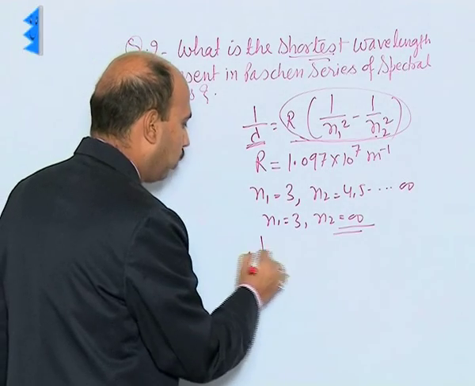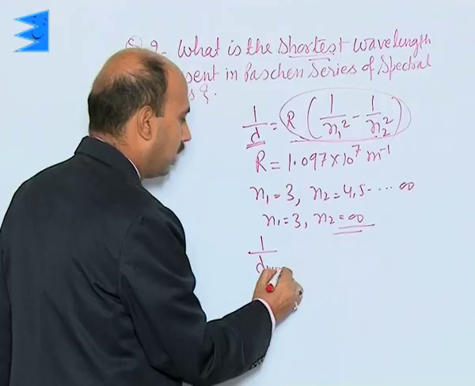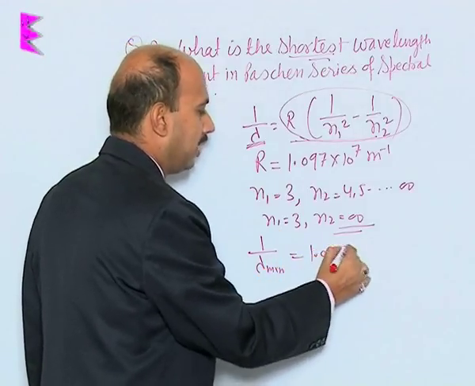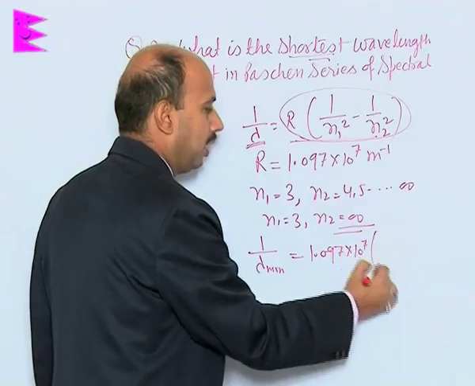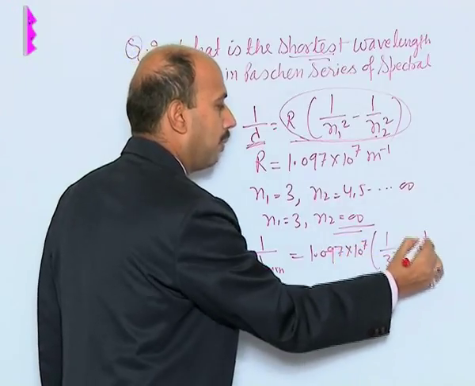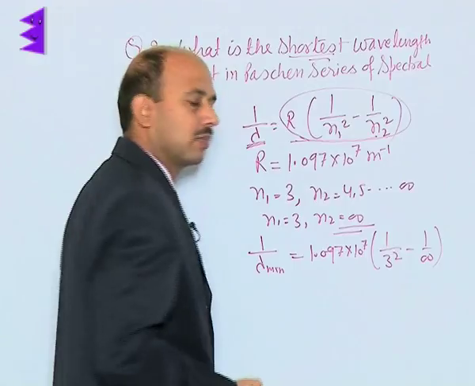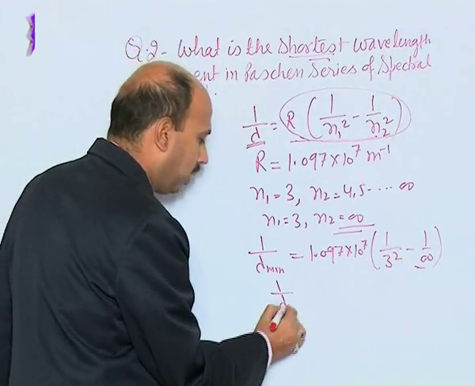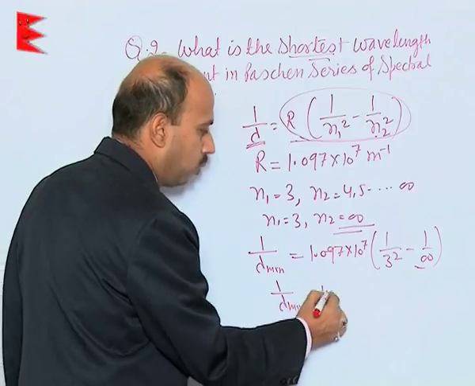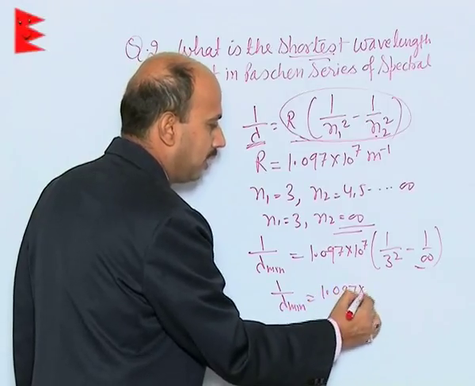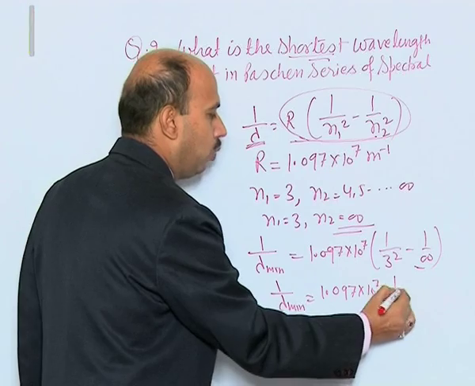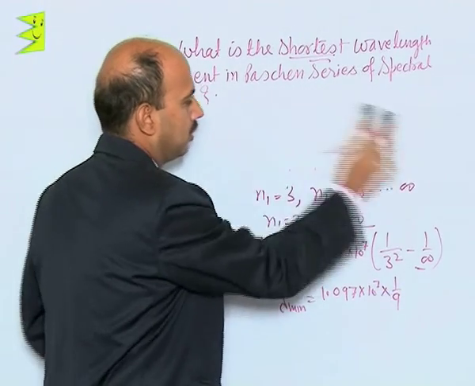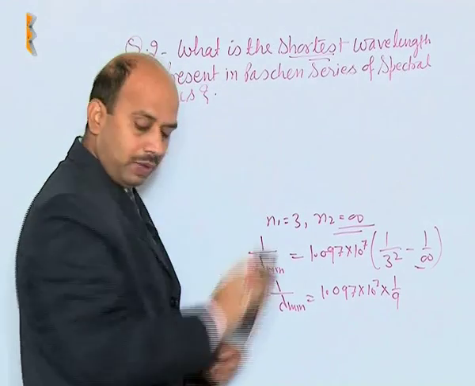So, we can write 1 upon lambda minimum is equal to 1.097 into 10 raised to power 7 into 1 upon 3 square minus 1 upon infinity. This term is now 0. So, we will be getting 1 upon lambda minimum is equal to 1.097 into 10 raised to power 7 into 1 upon 9. Now, we can go ahead with this.